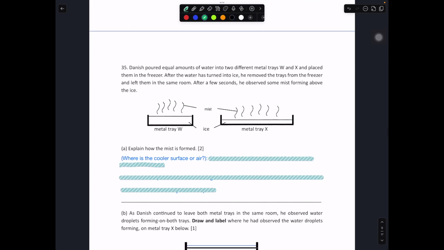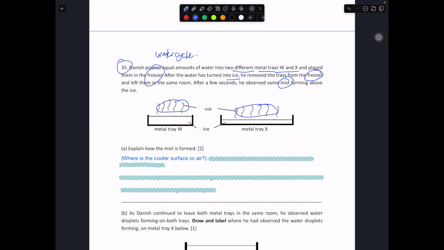35 is about the water cycle really. We got Danish pour equal amount of water into different metal tray, X and W. Place them into the freezer. After the water has turned into ice, he removed the tray from the freezer, so left them in the same room. After a while, he observed some mist forming above the ice.